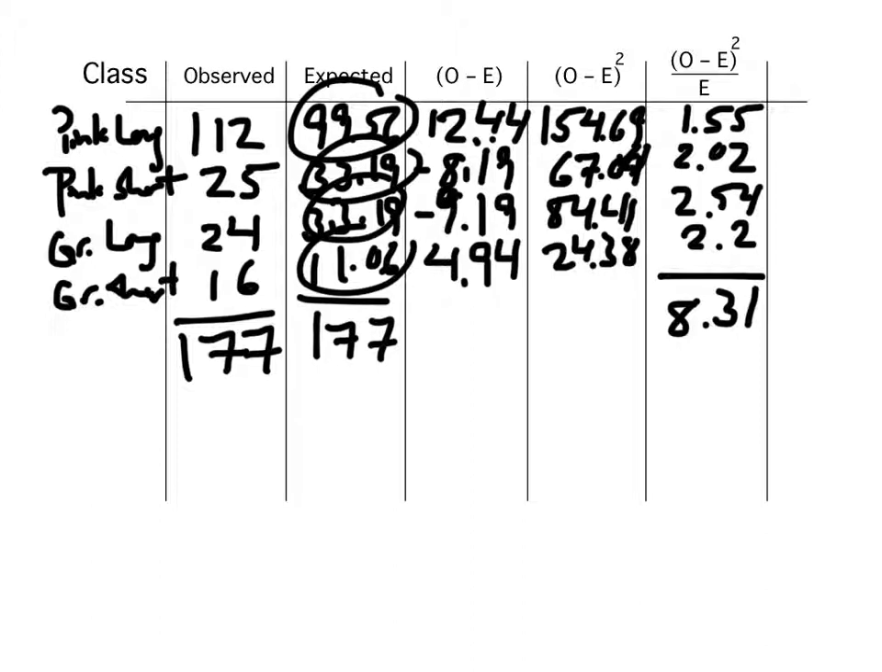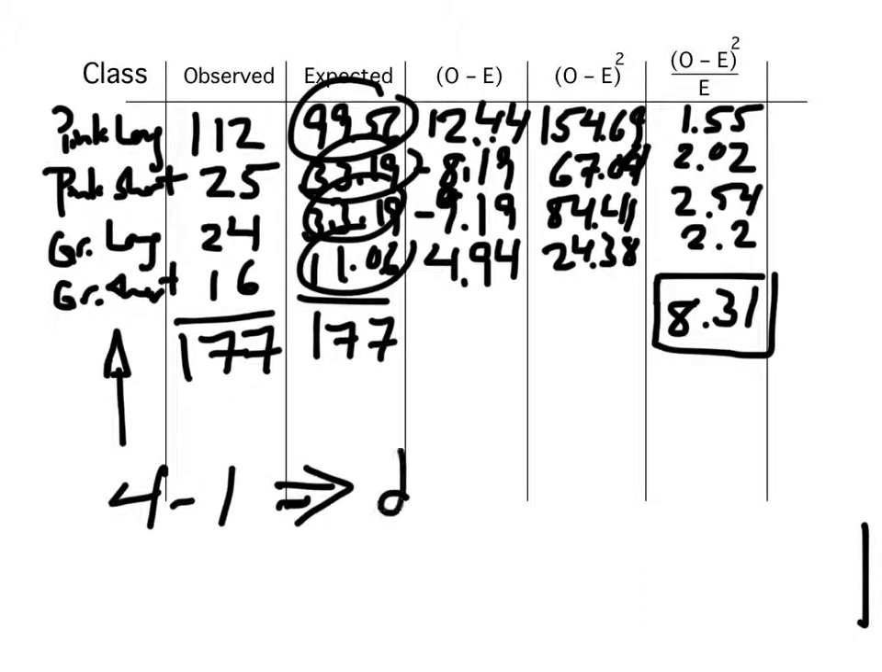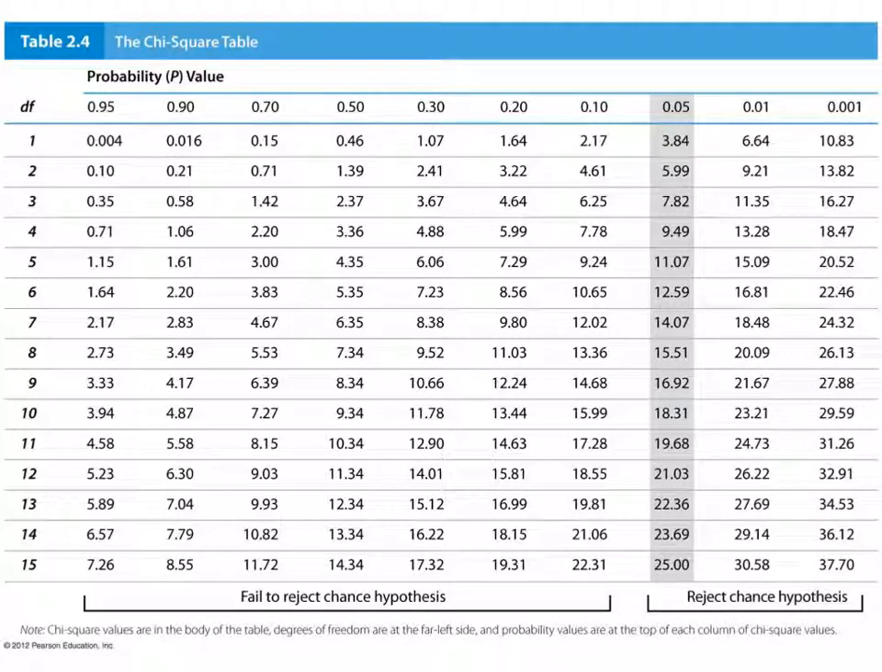Okay, so all I need to do is calculate my degrees of freedom and then look at the table. So 8.31 is my chi-square value. How many degrees of freedom do I have? Again, it's the number of classes minus 1. In this case, the number of classes that I'm looking at is 4: pink long, pink short, green long, green short. So 4 minus 1 tells me that the degrees of freedom here are 3. So now I've got 3 degrees of freedom, and I still want to use the 0.05, the 5% table. So my cutoff value is 7.82. The value that I actually got from those data was 8.31, which is larger than 7.82, so something's wrong.